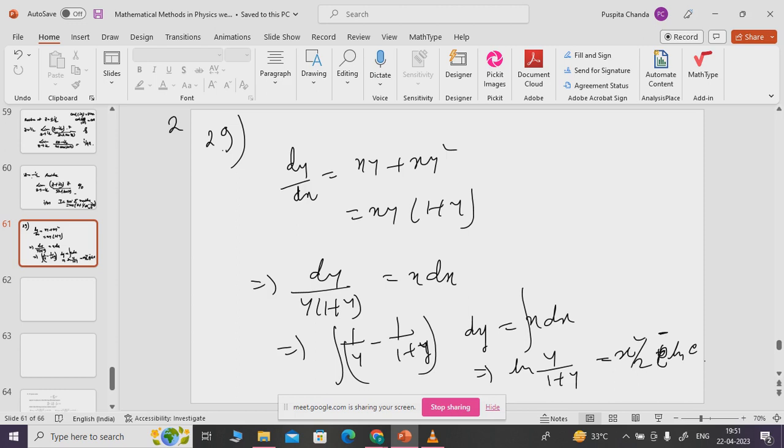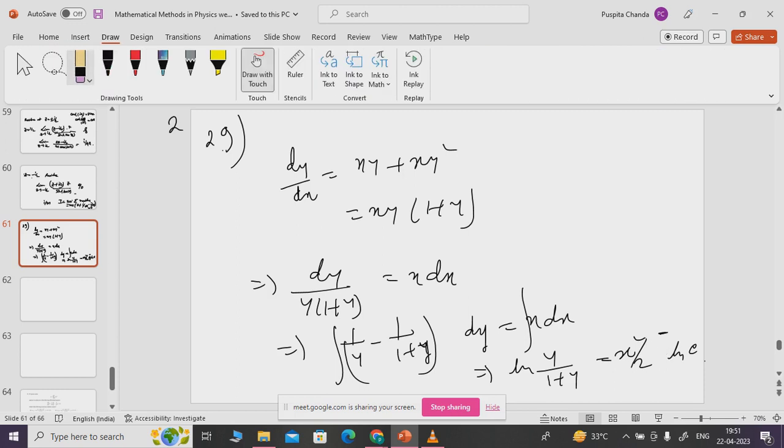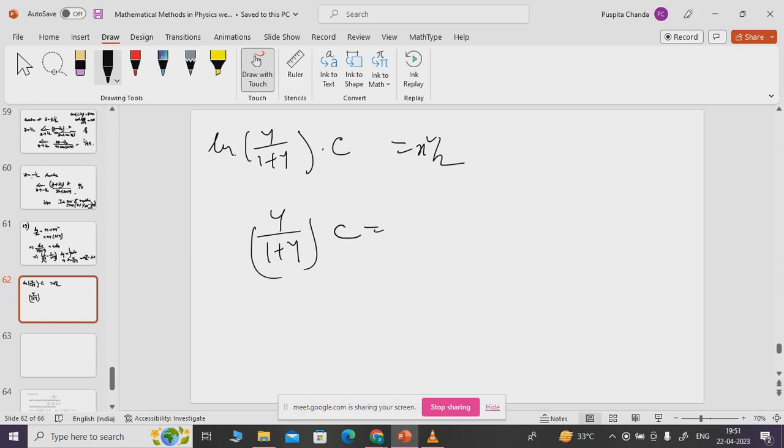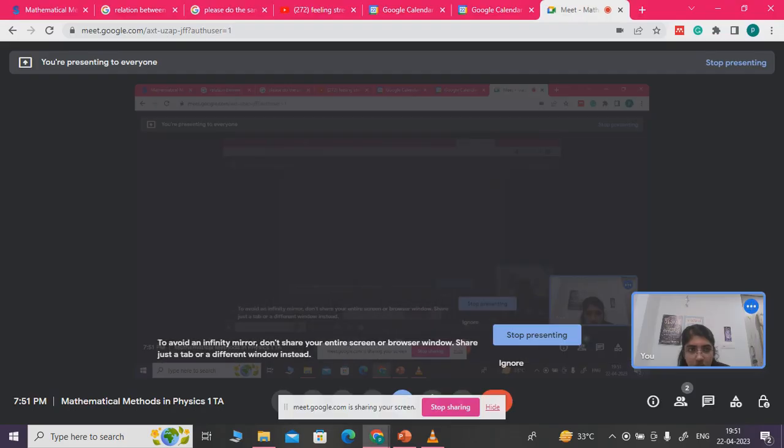We can write this as minus ln c, so that the calculation remains simple. So ln of y by 1 plus y into c will be x square by 2. So y by 1 plus y into c will be e to the power x square by 2. When x is equal to root 2, y is equal to e by 2 minus e. So 1 plus y will be 2 by 2 minus e.